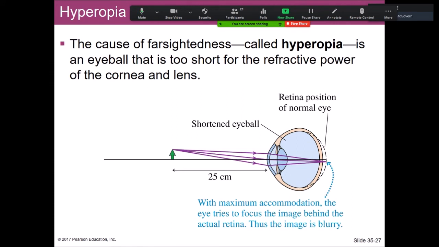All right, so the cause of farsightedness, which is the opposite of myopia, is hyperopia. Hyperopia, I don't know how to say this word. It's not pronounced the way it looks. That sounds silly.